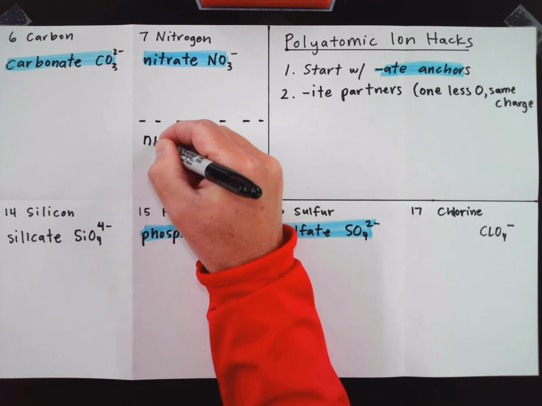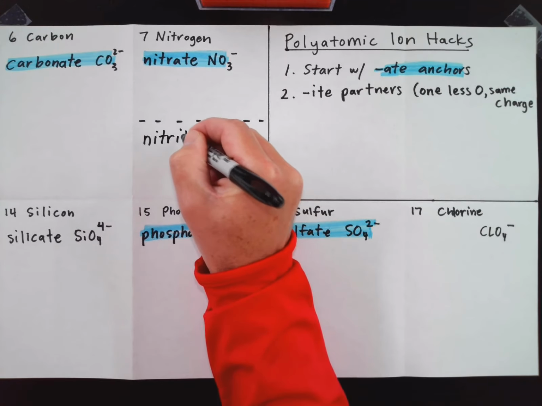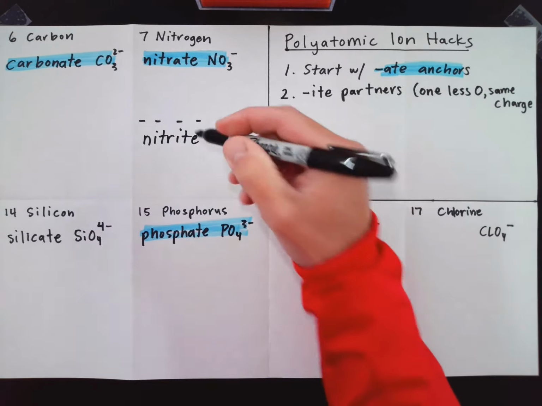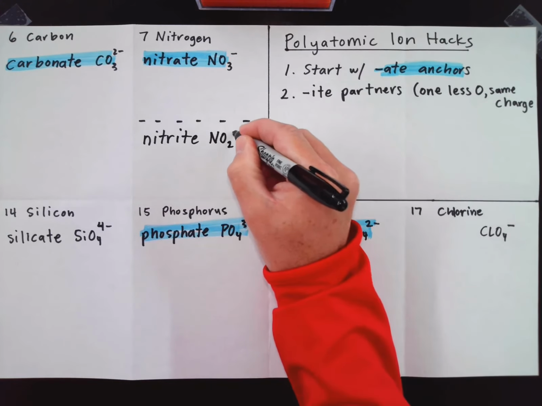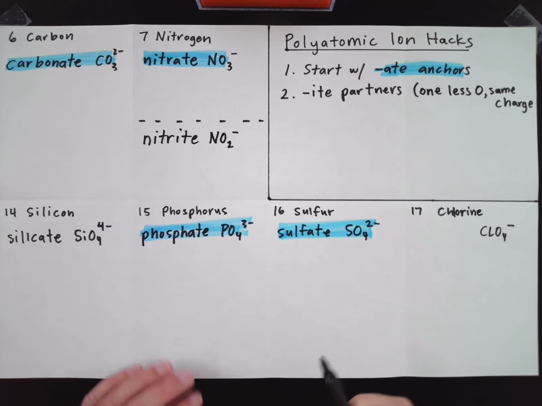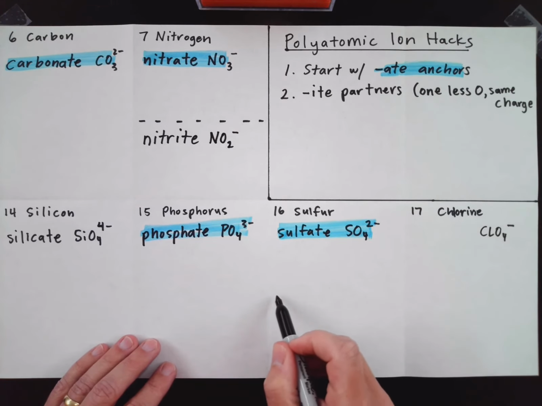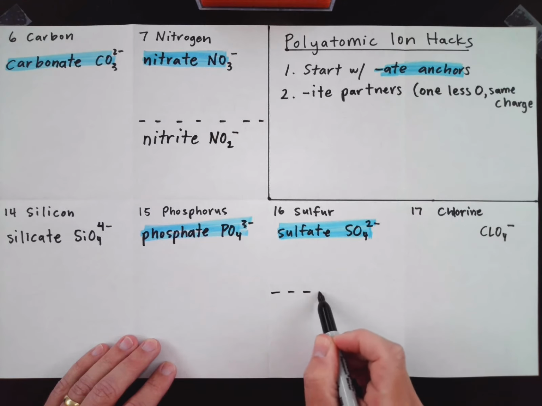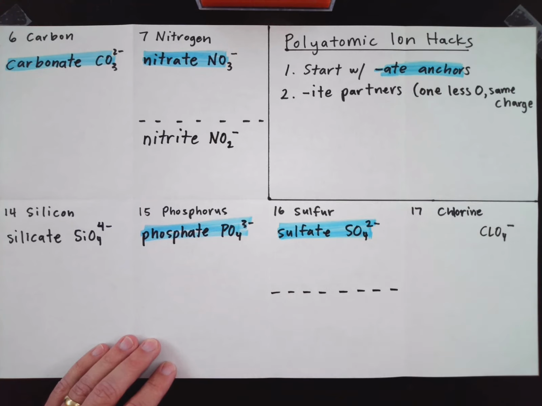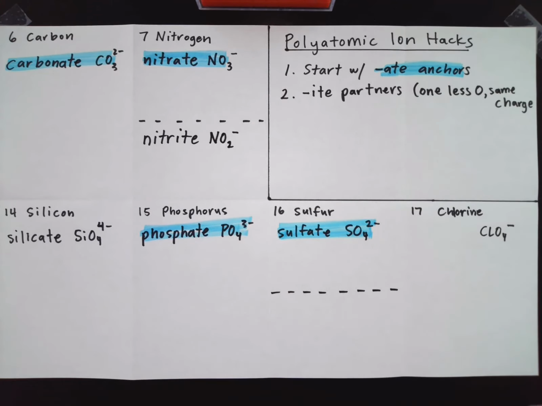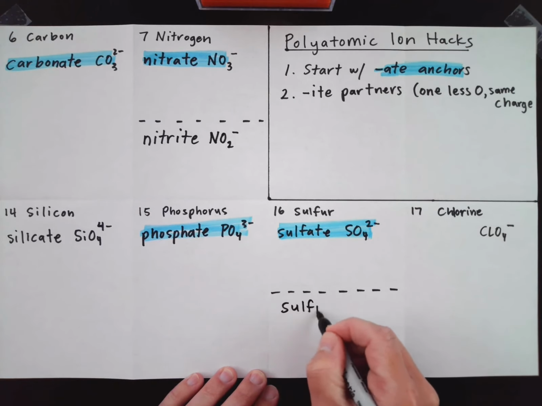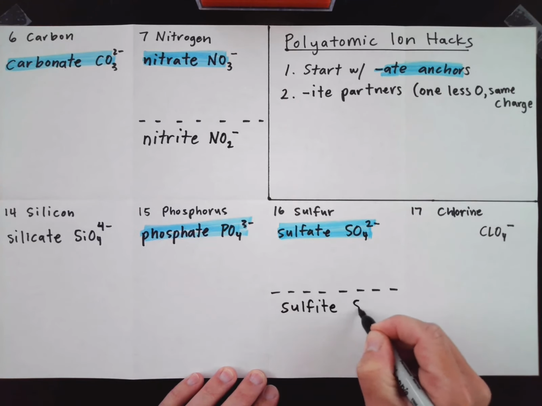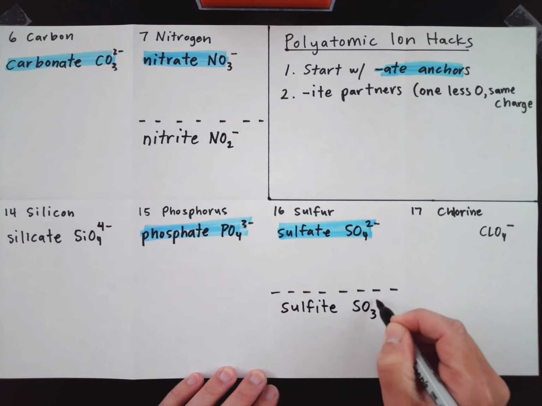So nitrite should have one less oxygen, but the same charge. Okay. Sulfite is a pretty common one. I'll do that next. Sulfite will have one less oxygen, but the same charge.